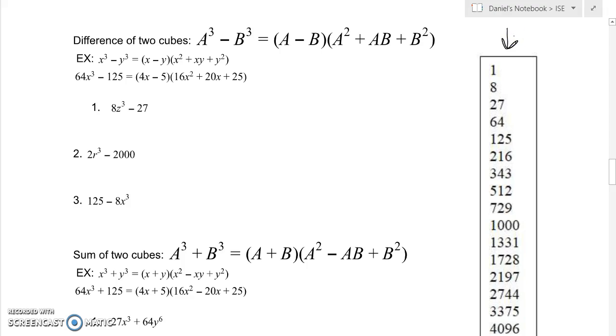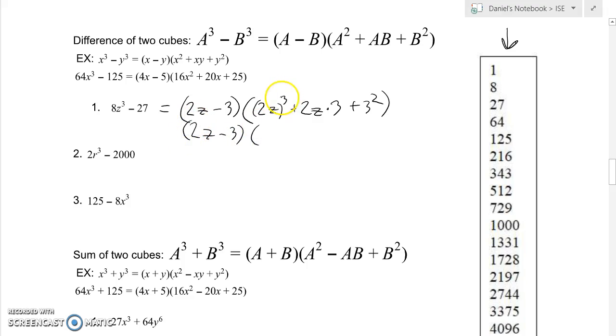So you just look at it and you say, okay, 8z cubed is (2z) cubed, minus 27, which is 3 cubed. And then you're going to go (2z minus 3) times (2z squared plus 2z times 3 plus 3 squared). So a little bit of cleanup is always involved in cubics. That's 4z squared plus 6z plus 9.